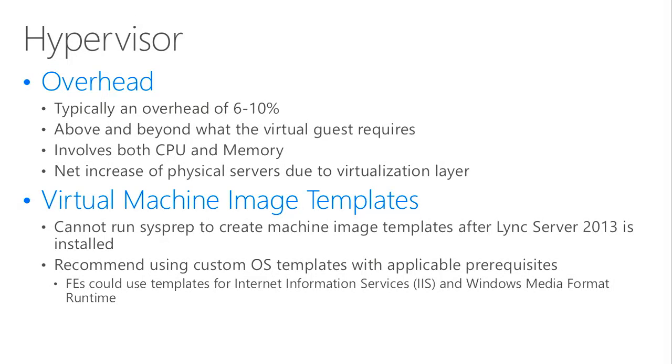One that comes up a lot is using some type of templating. We want to stamp and be able to quickly spin up our other guests. One thing that's interesting here is you cannot run sysprep to create machine image templates after Lync Server 2013 is installed. So do the OS first and get the template that was sysprepped; after Lync Server is installed, you can't go back and change things or make a template. So we recommend that you do a custom OS template with the applicable prerequisites. A good example is front ends requiring IIS. They also require the Windows Media Format runtime as well.